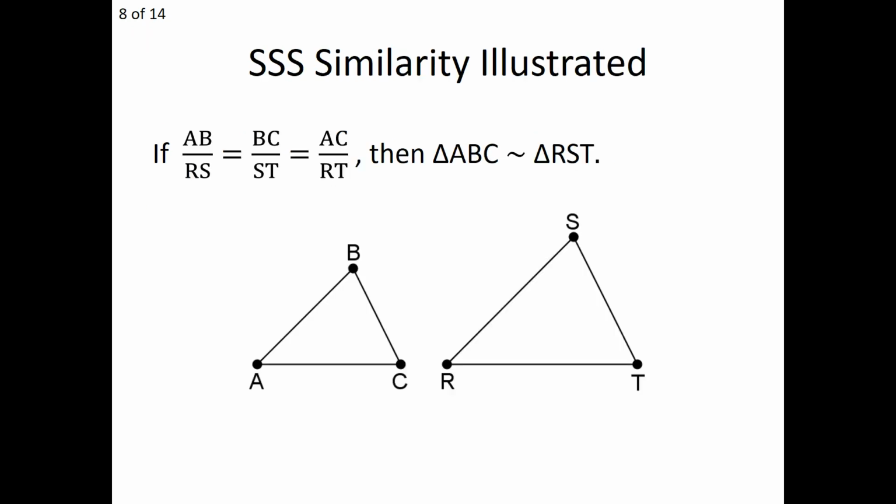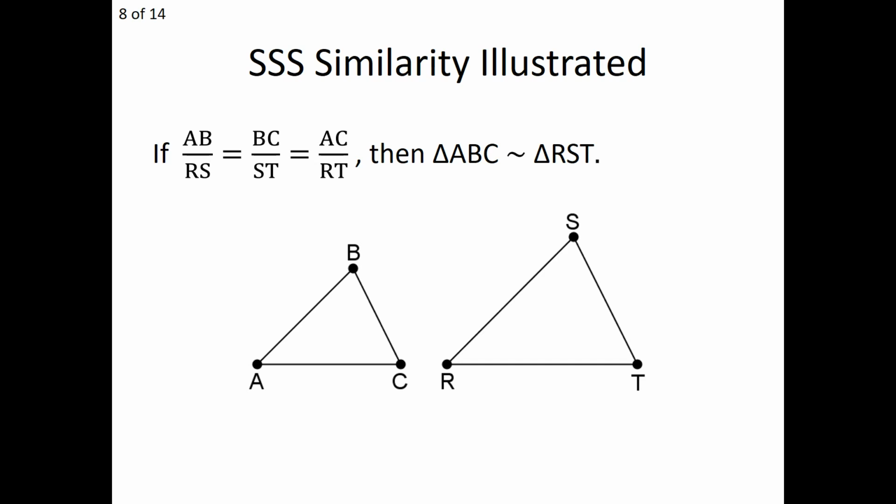Here's a quick illustration of what this looks like. Again, we're given two triangles, ABC and RST, and we're given that the three sides of ABC, so AB, BC, and AC, are proportional to the three sides of our second triangle, RS, ST, and RT. Since all three sides are proportional, we can conclude the triangles are in fact similar.